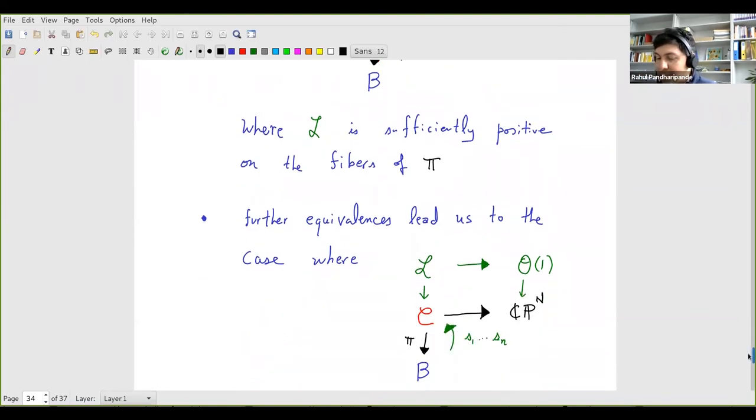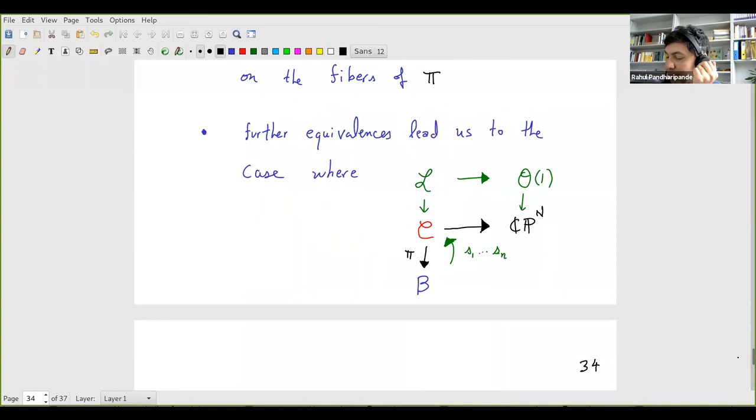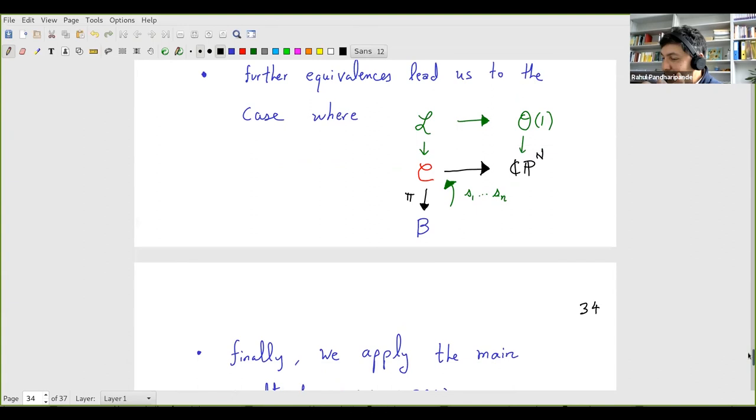And once it's sufficiently positive, then I can use this L to map myself to projective space, some big projective space. And this map to projective space has a distinguished line bundle, of course, O(1). And you can, after further equivalences, change yourself into a situation where actually it's just a map from this curve. The universal curve is mapping to projective space and the line bundle is O(1). This isn't so surprising in the sense that a map to a line bundle has to do with the fact that CP infinity is a classifying space of C star.